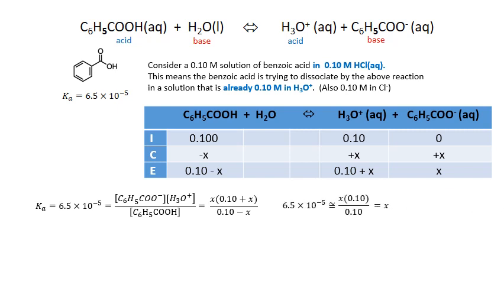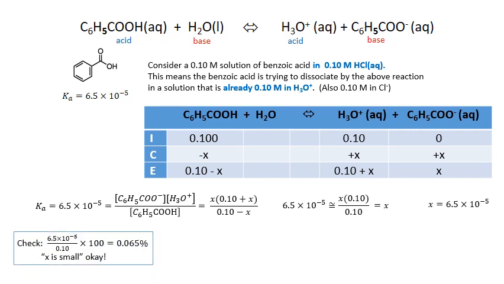So it's very simple math this time. X is simply equal to 6.5 times 10 to the minus 5. Okay, so indeed x is smaller than last time. Last time it was something times 10 to the minus 4. Now we're inhibiting that dissociation even more. We can do the x is small approximation. It's great by a long shot.